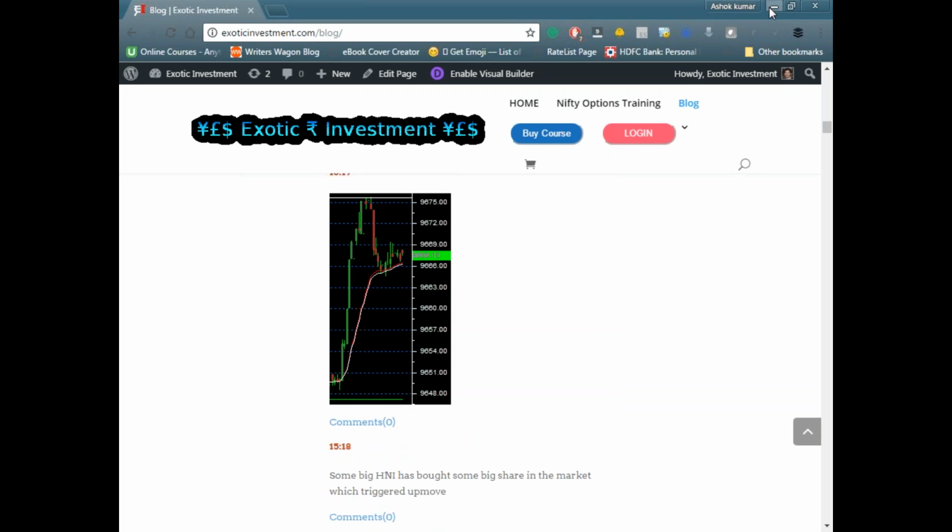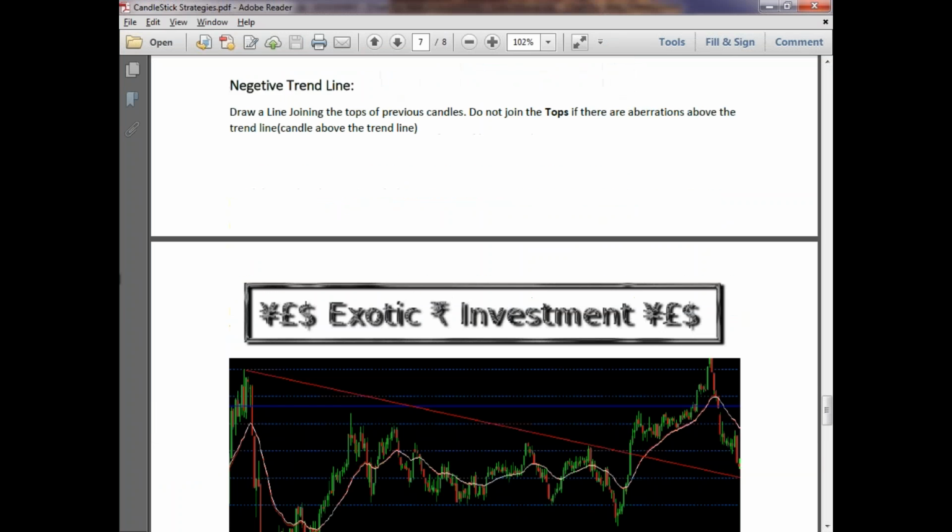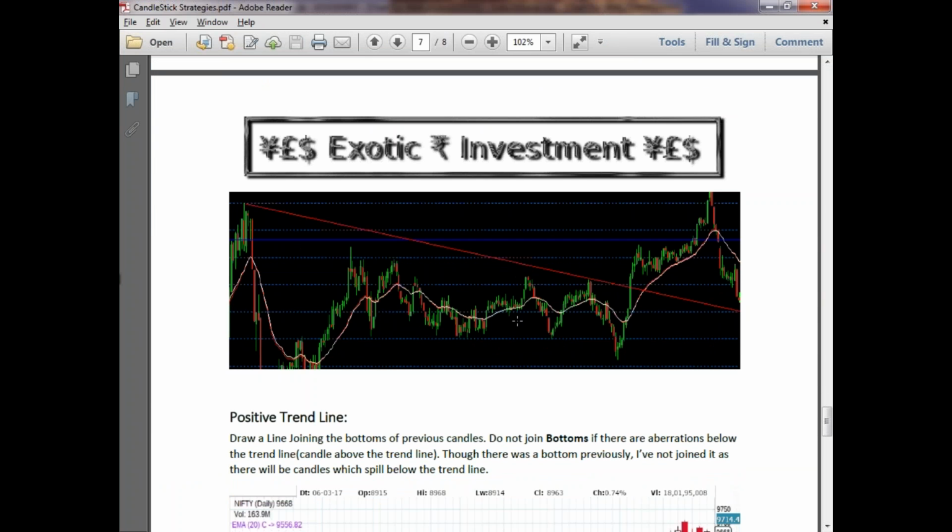Okay, so yeah, you can see what technical analysis does. If this trend line was broken, and it took support at the trend line, it went ahead and touched 9676. So that is one of the things this trend line does. A trend line is a line where, if the price comes nearby, it has to either propel it up, or it has to get the market down. That is what a trend line is.